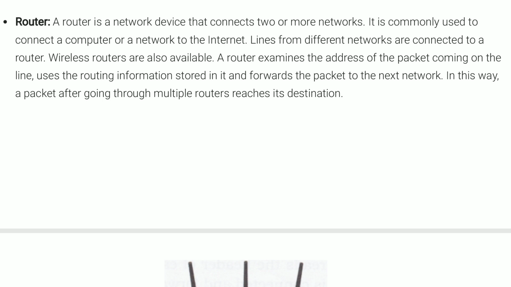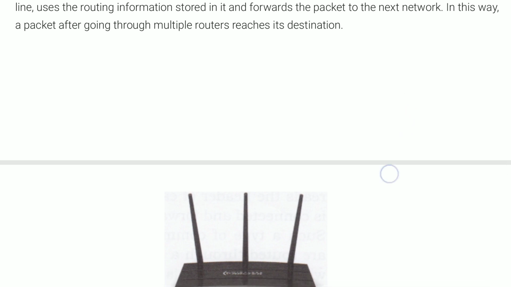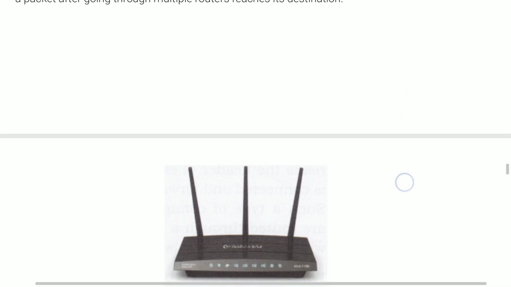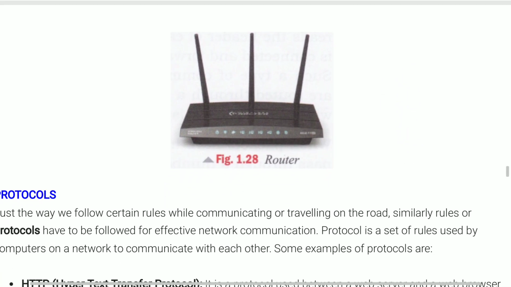Lines from different networks are connected to a router. There are many different wireless routers available in the market. Routers examine the address of each packet coming on the line, use the routing information stored in them, and forward the packet to the next network. In this way, a packet, after going through multiple routers, reaches its destination.